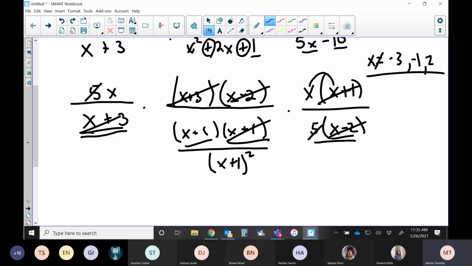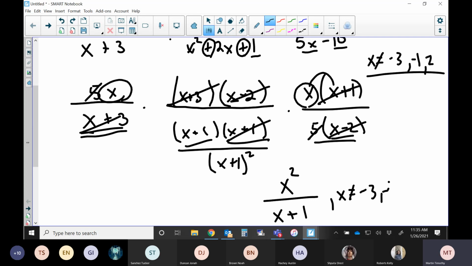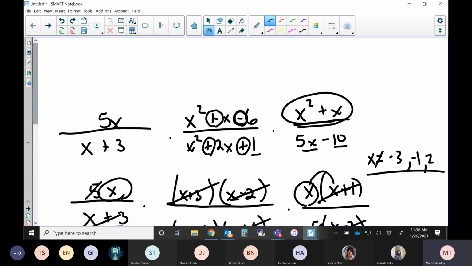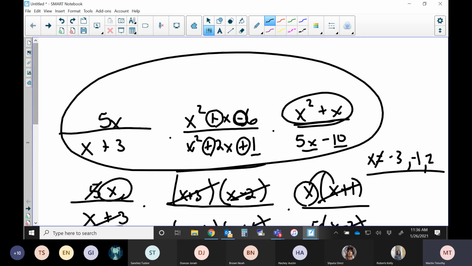And then I go, okay, what's left over? Well, on the top, I have x and an x, which is x squared, over the only thing I have left on the denominator, x plus 1. And then I have the restrictions where x cannot equal -3, -1, or 2. And that would be my final answer. That is the simplified version of all of that trash.